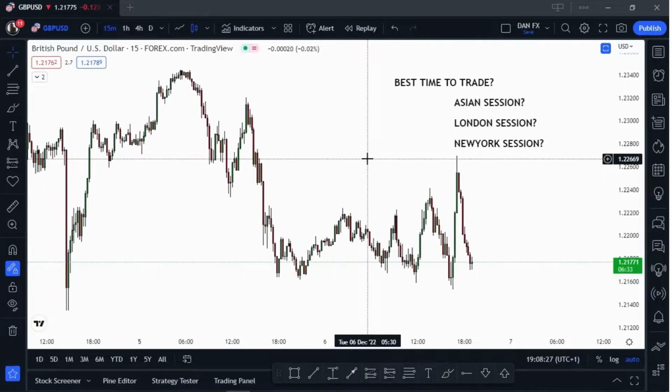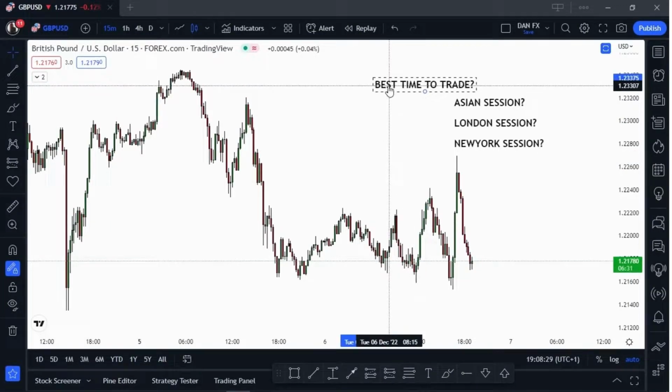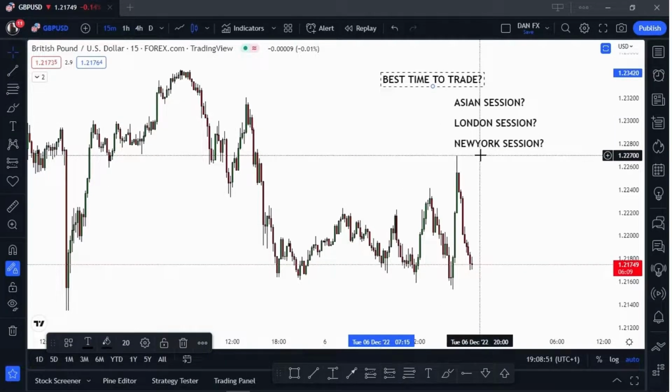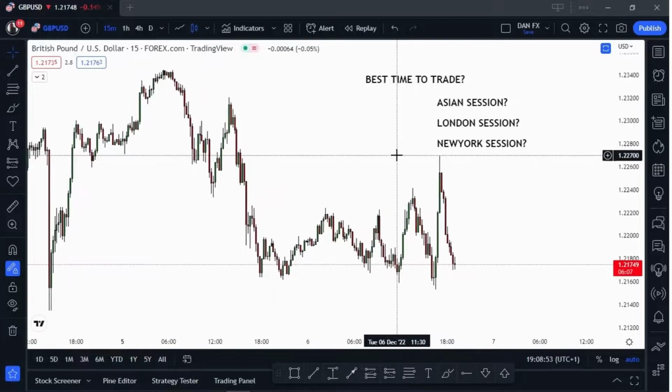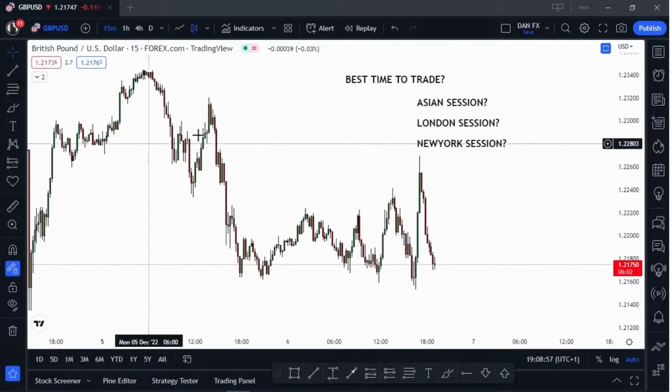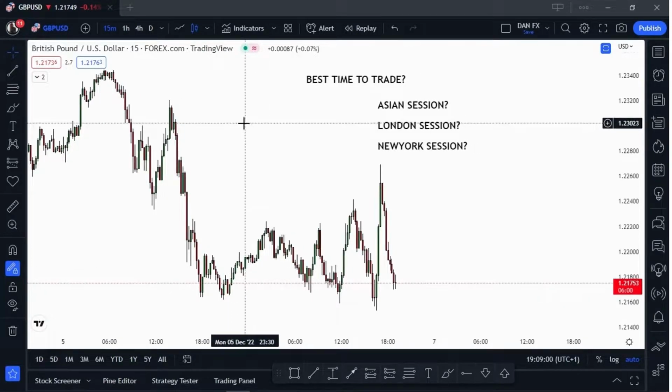Alright, so what is the best time to trade? There are basically three main sessions we need to take into account. The best time to trade will be broken down into these three sessions. There are more than three sessions, but the main sessions you should be focused on are these three: the Asian session, the London session, and the New York session. Right. So if you want to know the best time to trade, these are the sessions you have to look at. And you have to understand their characteristics, right?